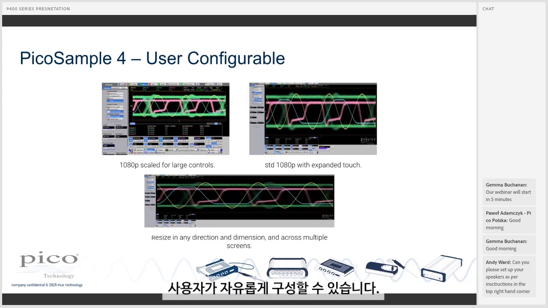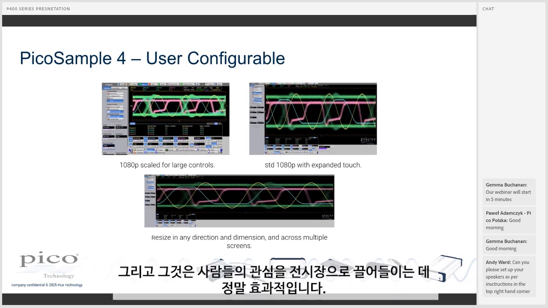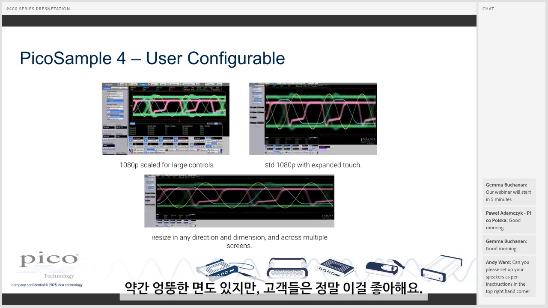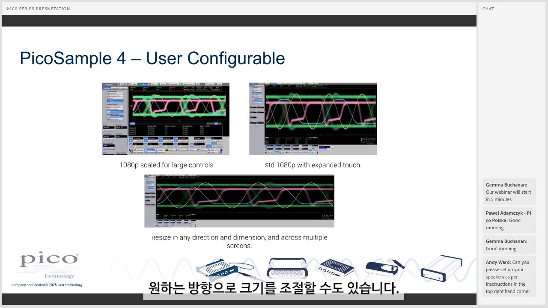PicoSample 4 is very user configurable. We can scale up to high definition screens. We can go to an expanded touch screen, which is useful for exhibitions, where if you have a large monitor, you can then use your finger to use the touch control, and it's a real attention grabber for bringing people onto an exhibition stand. It's also very useful to show in a demo. It is slightly gimmicky, but believe me, the customers do like that. And you can also have multiple screens and resize in any direction, as you can see below.